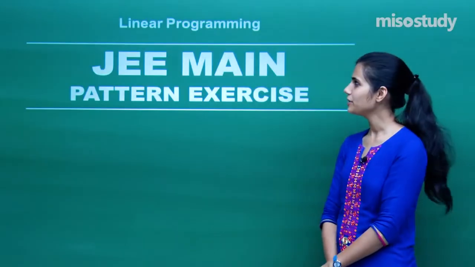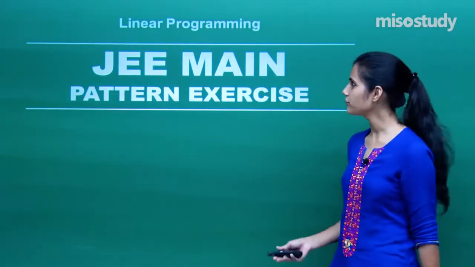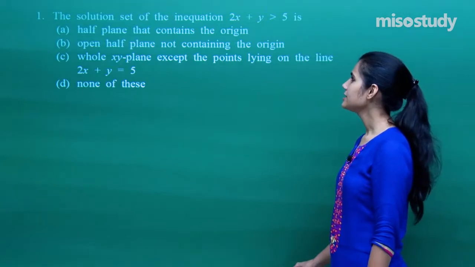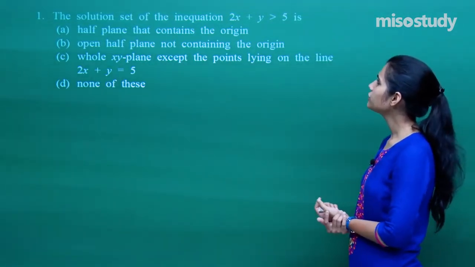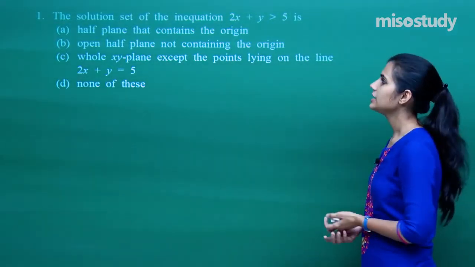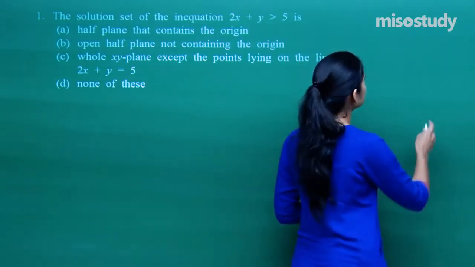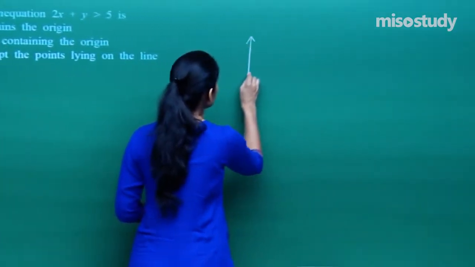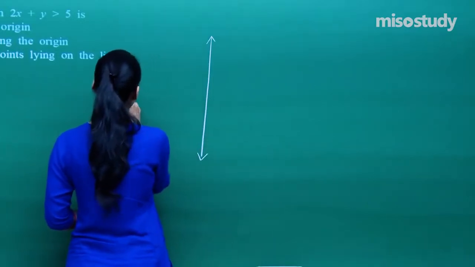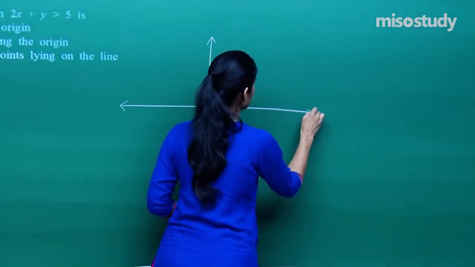Hi guys, so let's begin our discussion over the questions of linear programming. The first question says that the solution set of the inequation 2x plus y greater than 5 is what? When I talk about this inequation, it is strictly greater than 5, right? So how do you interpret this?